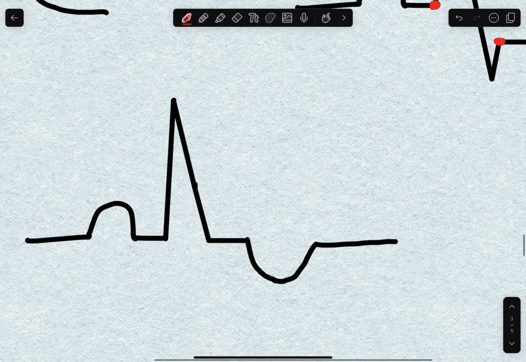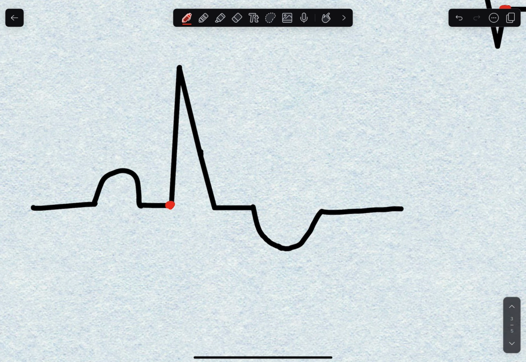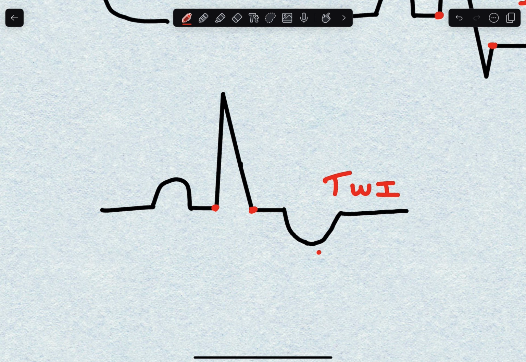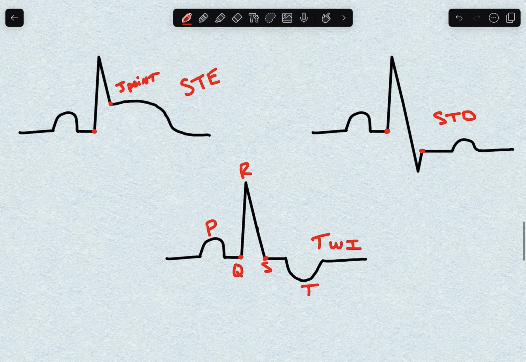On the screen, I am showing you drawn examples of ST elevation, ST depression, and T wave inversion. These are all based on 2 points. One is at the isoelectric line on the left, and the other is at the J point on the right. The parts of the EKG include the P wave, the QRS complex, and the T wave. I will have a whole video describing these though.